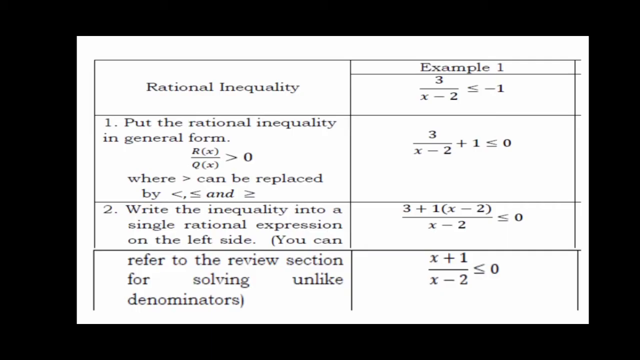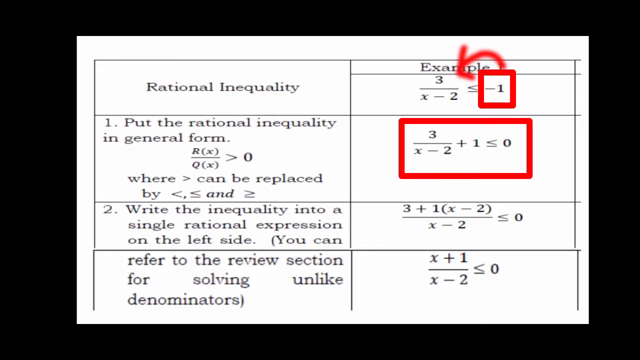Step number 1: put the rational inequality in general form, R of x all over Q of x is greater than 0, where greater than can be replaced by less than, less than or equal to, and greater than or equal to. In the given, you can see that your negative 1, transposed to the other side of the equation, becomes positive, and then you have 0 there.